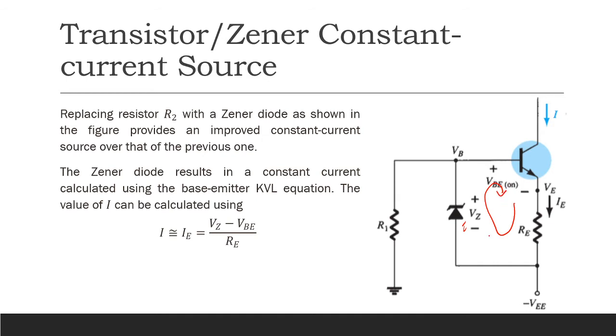So, pag nag-loop tayo dyan, we will have positive VZ minus VBE plus minus IE RE is equal to 0 volts. So that is our working equation. And kapag in-extract natin yung IE, we will arrive at IE is equal to VZ minus VBE over RE. And we know that IE is approximately equal to I. So, ganun lang, makukuha na natin yung constant current.